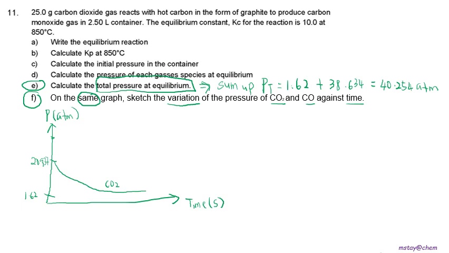Just now we already determined that when equilibrium is achieved, the partial pressure of carbon monoxide is 38 something. So when I sketch this graph from the origin, it will increase and then cross over the line for carbon dioxide, and here you label it 38.634. Then over here you just draw one line and write achieve equilibrium. We know that after this time the reaction has achieved equilibrium.